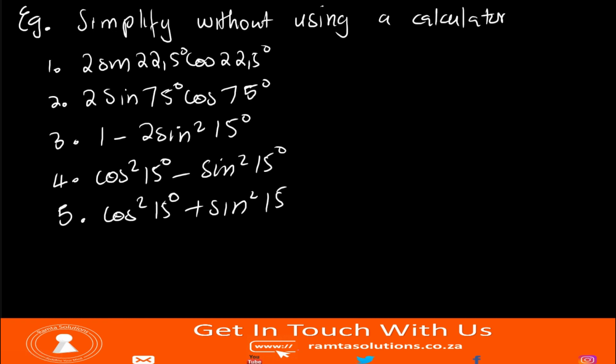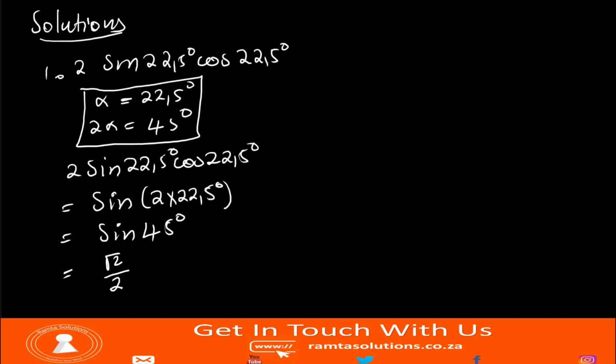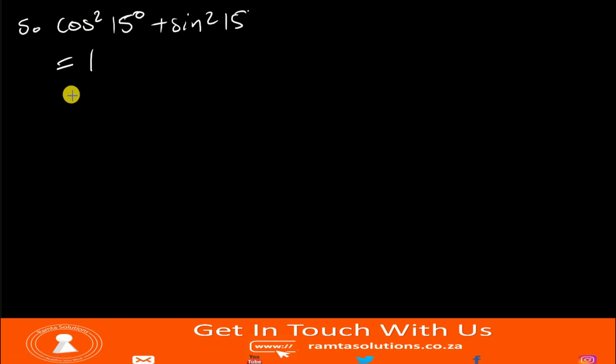But no worries. Number 5, cos square 15 degrees plus sine squared 15 degrees. This is not double angle, guys. This is simply 1. Okay. This is simply 1. So, this is it, guys. This is how you answer questions on double angles.